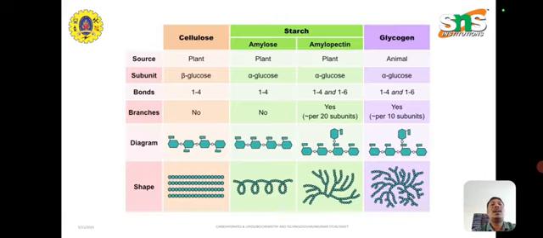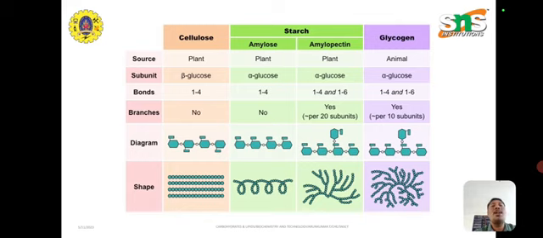Example: cellulose, which we get from plants; starch, which we call amylose and amylopectin; and glycogen. So the source is plant for amylose and amylopectin, but glycogen we get from animals. Subunits: cellulose has beta glucose. Amylose has alpha glucose, amylopectin has alpha glucose, glycogen has alpha glucose.